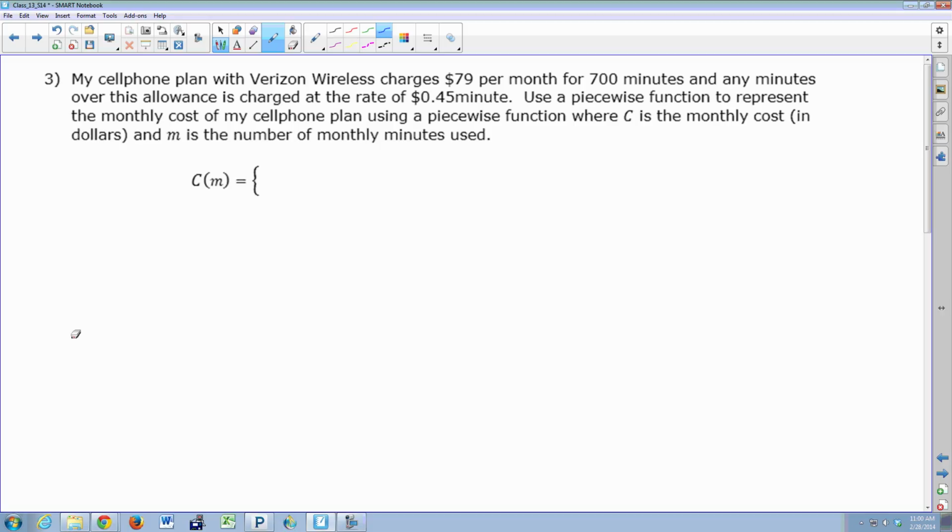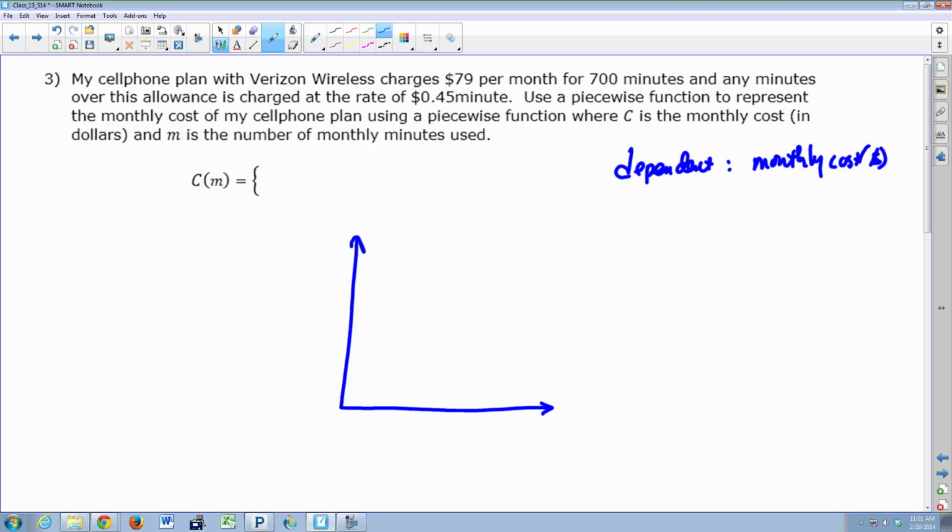Can anybody help me identify my independent and dependent variable? In other words, one of my variables is my vertical variable and one of them is my horizontal. Can anybody help me here from either looking at the notation I already have written down or from the story? Yeah, Gina? All right, so the dependent variable is the cost, monthly cost in dollars, yep. And the independent variable is the number of minutes. Yep, monthly minutes, right? Number of monthly minutes used. All right, so we know where each of those variables are going on my graph.